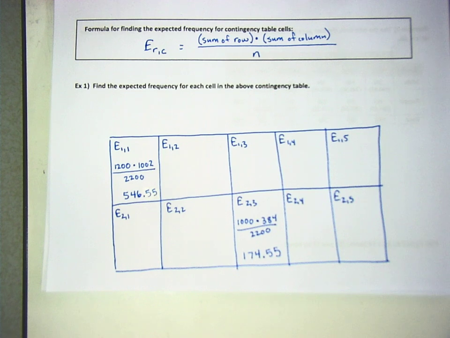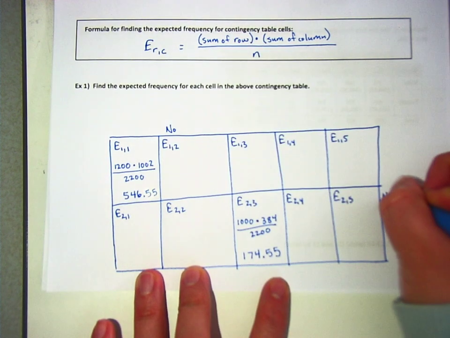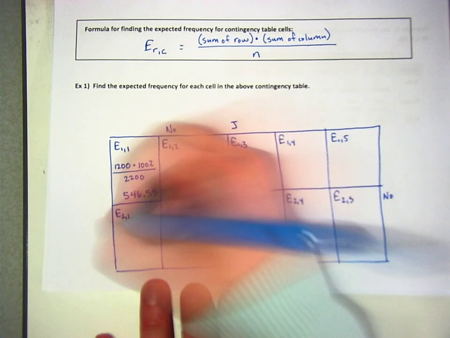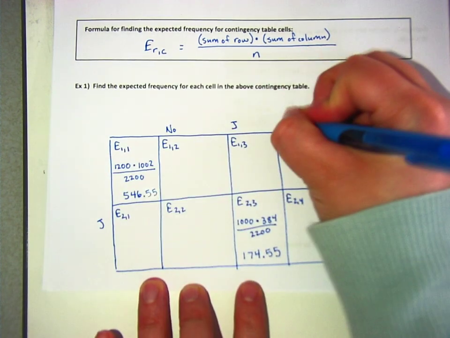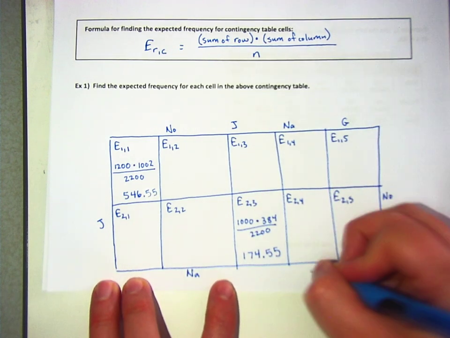Okay, so let's split up the work. I'm not going to write all of the work, but I do want you to write the work for just the two that I ask you to do. Noah, I'm going to have you do this one and this one. Justin, can you do this one and this one? Natalie, will you do this one and this one? And Georgia, will you do this one and this one?